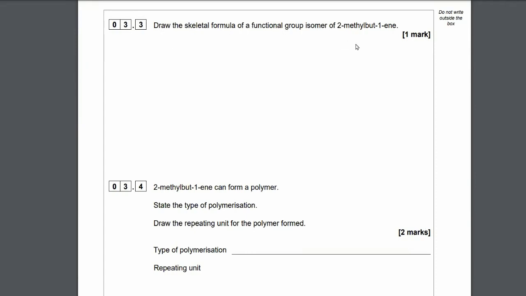So we're on to 3.3, draw the skeletal formula of a functional group isomer of 2-methylbut-1-ene. So what is 2-methylbut-1-ene? Which homologous series does it belong to? Well, you see the ene, so it's an alkene. Can you remember the general formula for alkenes?